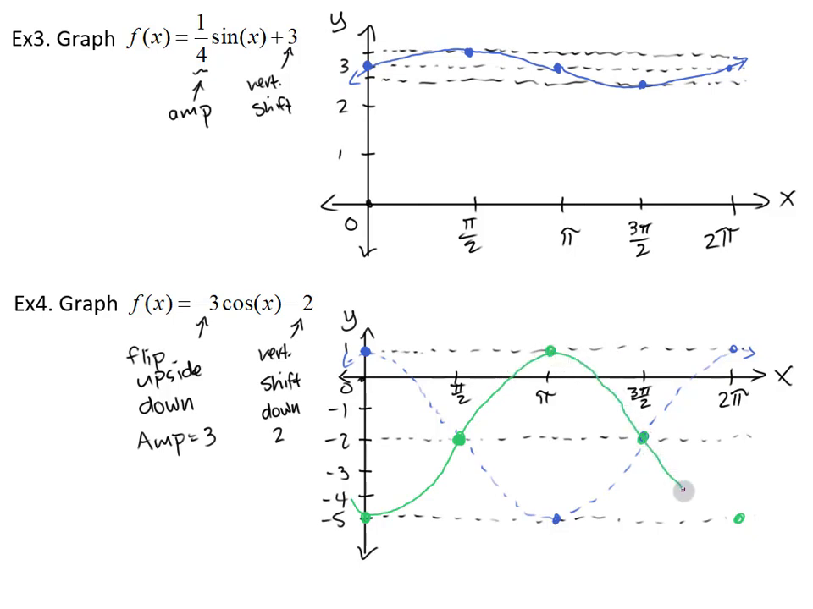It's reflected upside down. It's stretched by a factor of 3. And it's been shifted down 2. So again, as you go through examples, and of course we'll do more in class, shift down 2, make that your center. Go up and down your amplitude, which in this case was 3. And then if you have a reflection, I like to do those last.